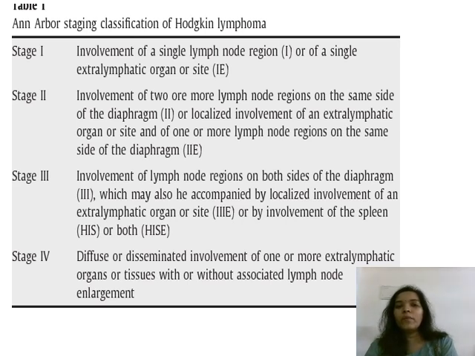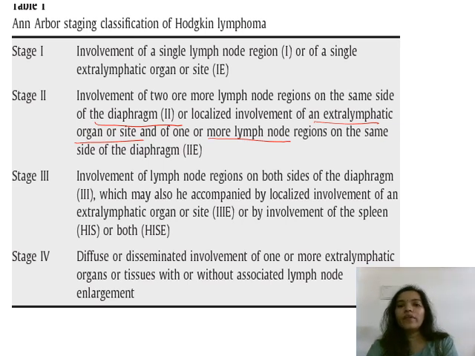Stage 2 is involvement of 2 or more lymph node regions on the same side of the diaphragm, or localized involvement of an extra lymphatic site or organ along with one or more lymph node regions on the same side. So on the same side of the diaphragm, if there are 2 or more lymphatic regions or extra lymphatic regions, that comes under stage 2.